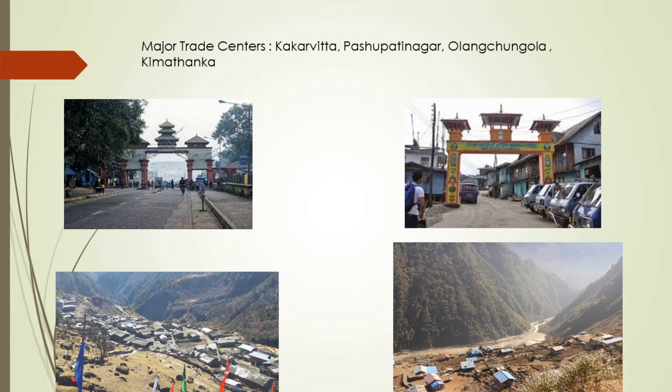Okay, just down below you can see Kimathanka and Olangchungola. Kimathanka and Olangchungola are the transit points to go to China. They are the major transit points to go to China. Using this way, I can go to China. All right. I'm quite sure that you understood it very well.